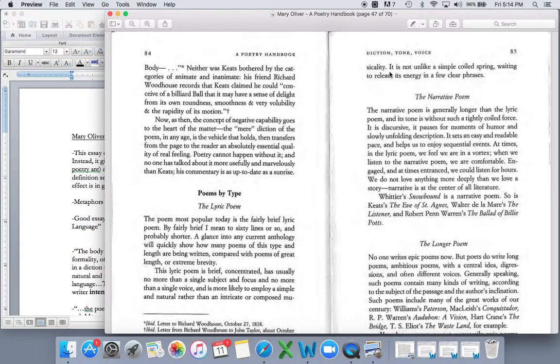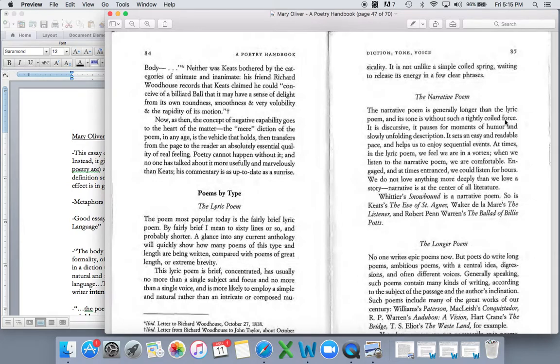But then she says, the lyric poem is not unlike a simple coiled spring waiting to release its energy in a few clear phrases. So again, this is how a type of poem is working, but also how the tone of a type of poem is working, that feeling that it's a spring waiting to be released, and releasing its energy. It has this power to it that adds to its tone. She repeats that idea of the tightly coiled spring again.